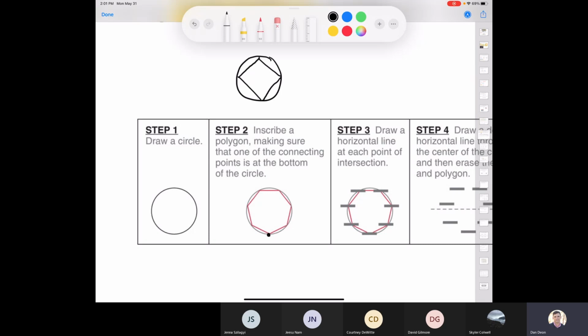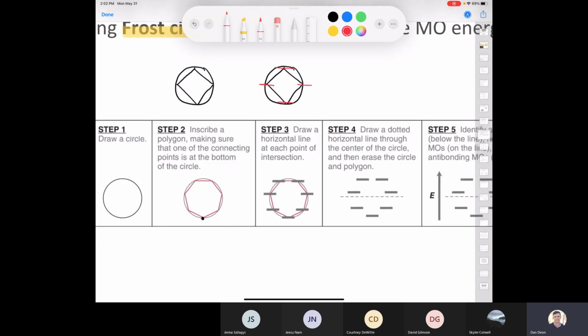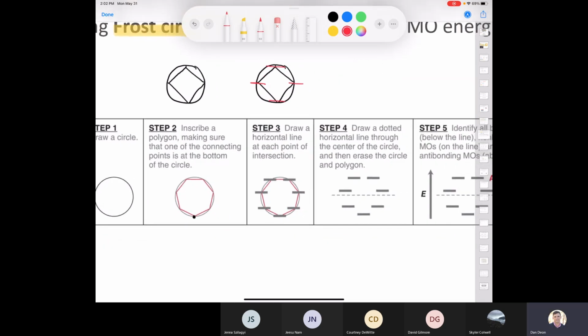Then what you do is you draw a horizontal line at each point of the intersection. So here they're doing a 7-membered ring. For our 4-membered ring, it's the exact same thing. So I'll just copy and paste this. Everywhere that it touches the circle, you draw a horizontal line. So one here, one here, one here, one here, and those represent the molecular orbitals. All right? You draw a line through the center.